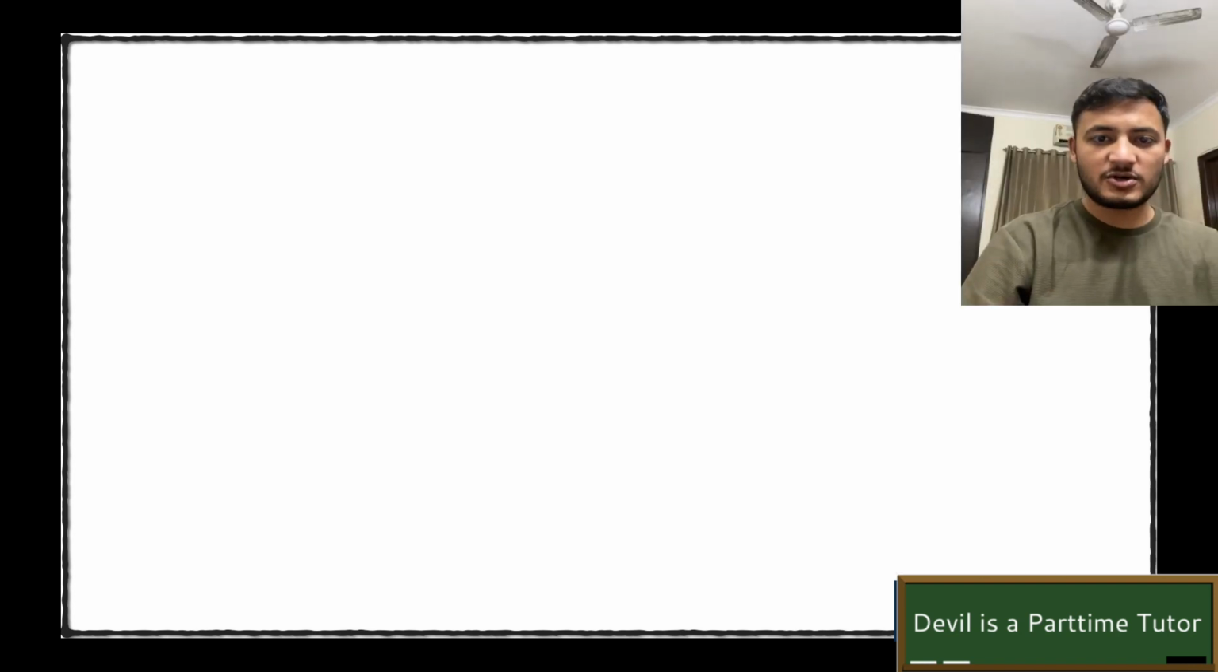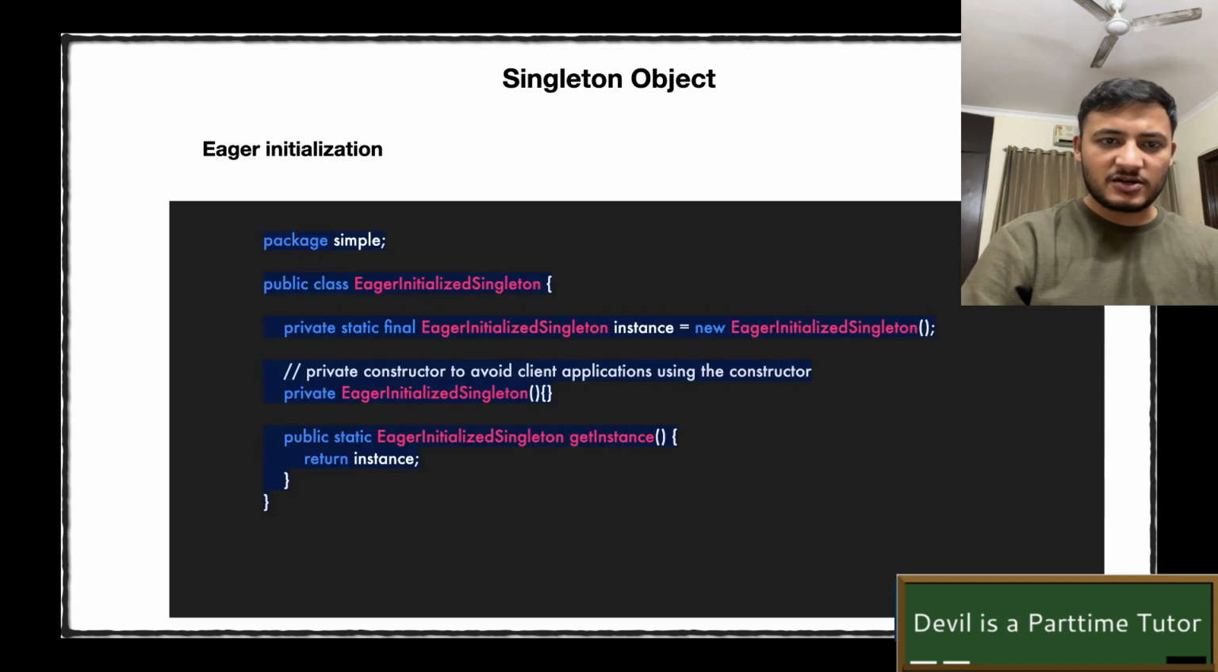So now we will talk about all the ways to instantiate a singleton object and the effect of reflection and serialization on singleton. Firstly, there is eager initialization. In this, we are creating the object of the singleton class with the declaration itself. So the object will be created during the class loading itself and will stay in the memory.